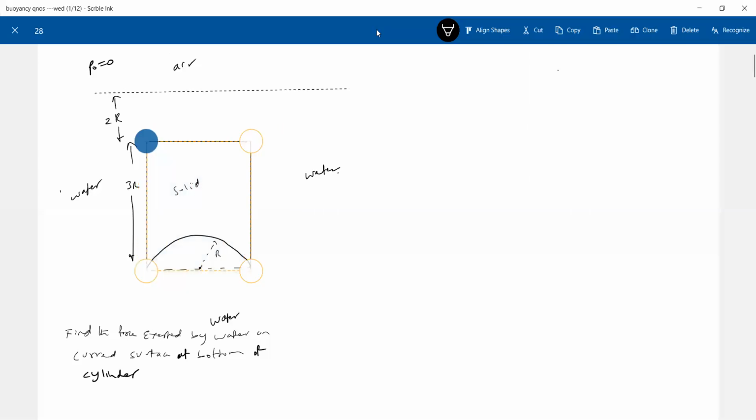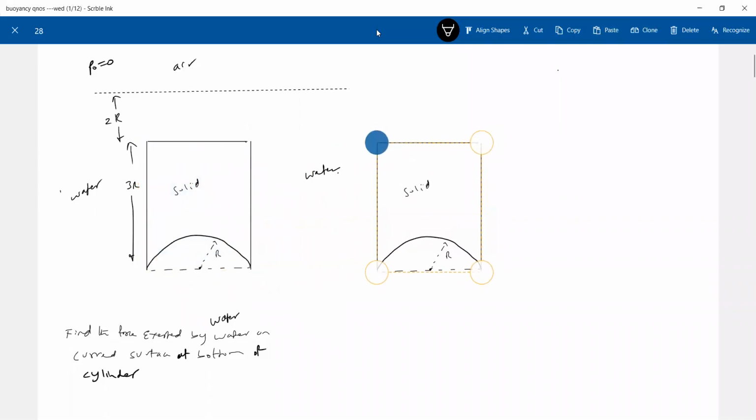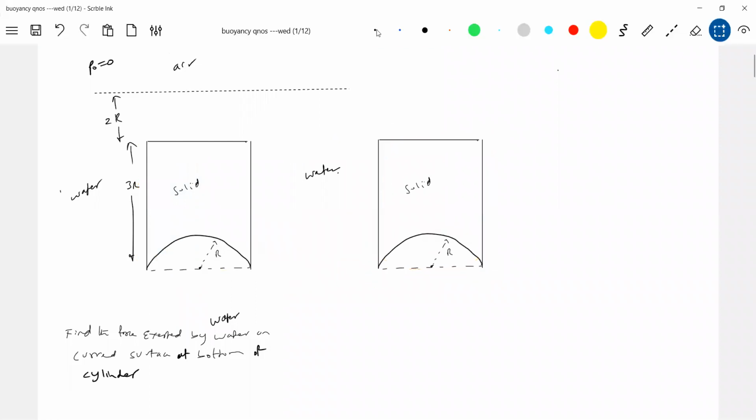Taking this part, there's a question, no? So let me draw a diagram showing all things clearly. What about the forces? The liquid and air which is present on the top will exert a force. The liquid which is present beside will exert a force like this.